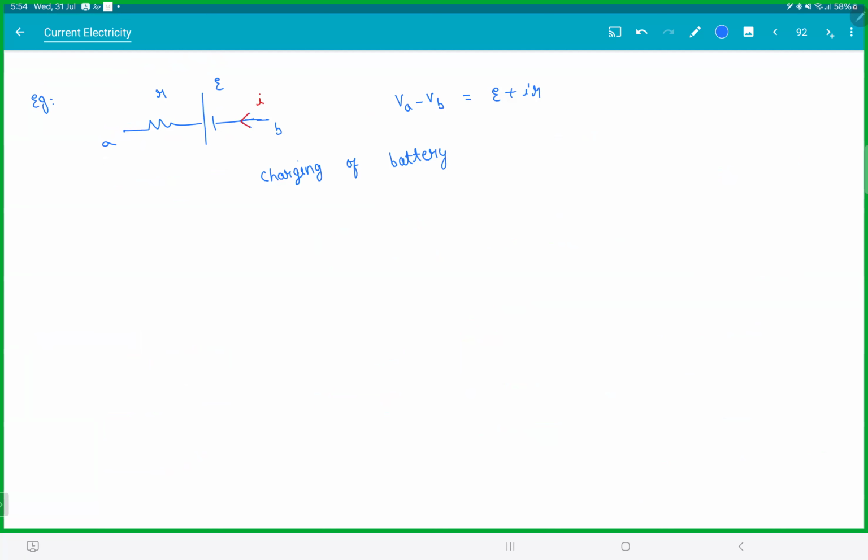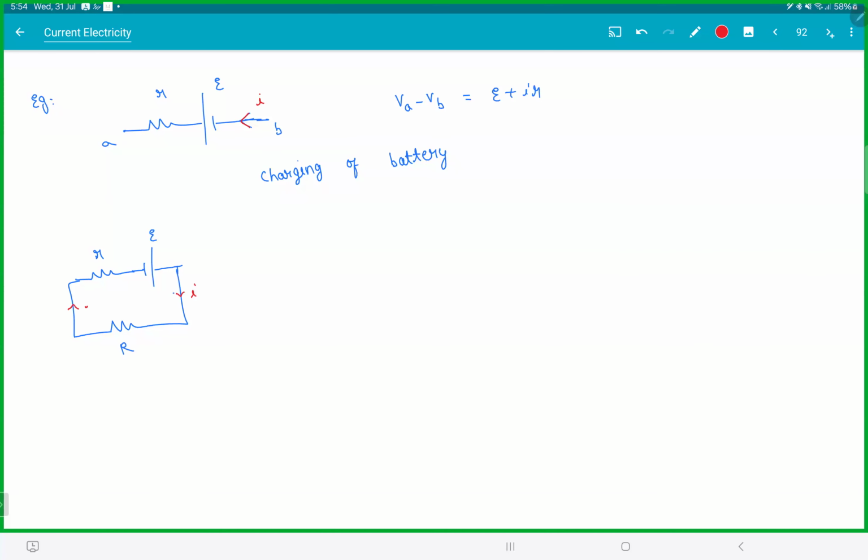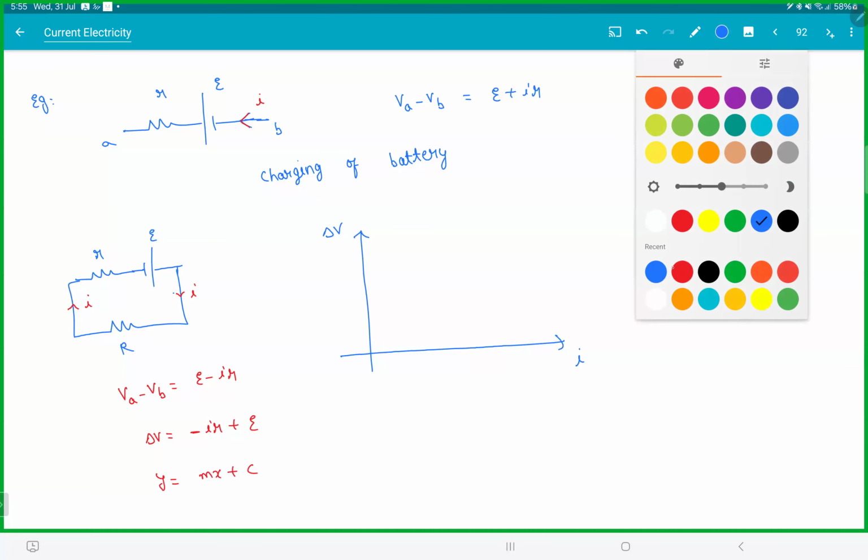Then, if you try to plot this, EMF E, small resistance r, external resistance capital R, and current I. So VA minus VB is equal to E minus Ir. If you see this graph, this is minus Ir plus E. This is a straight line, y equals mx plus c. So if you plot a graph between the potential difference versus current, you have a straight line with a negative slope.